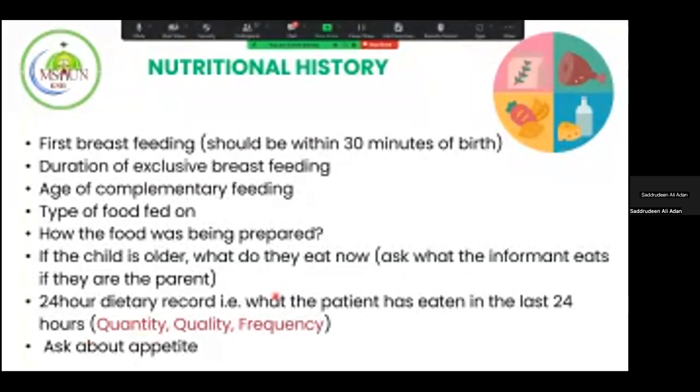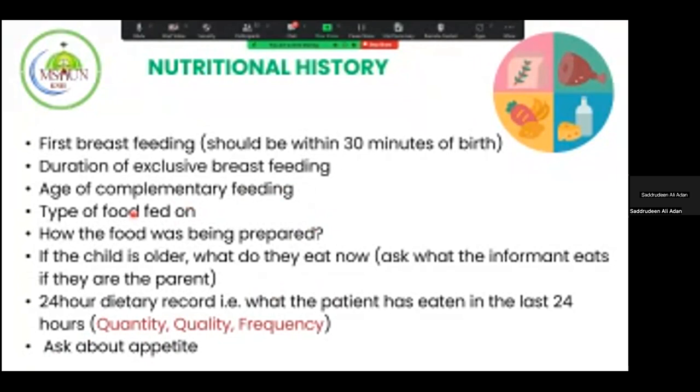Frequency means how many times were they feeding? Were they having 3 meals? Were they having 2 meals? And also ask about the general appetite of the baby. That's why it's very important to take a good nutritional history, and here is where many people lose marks. And remember, the age of complementary feeding should be after 6 completed months.